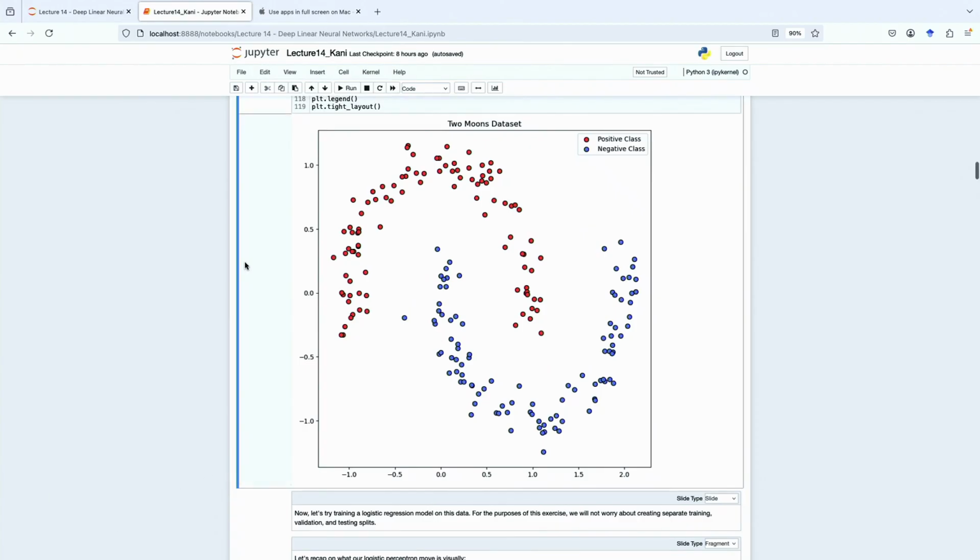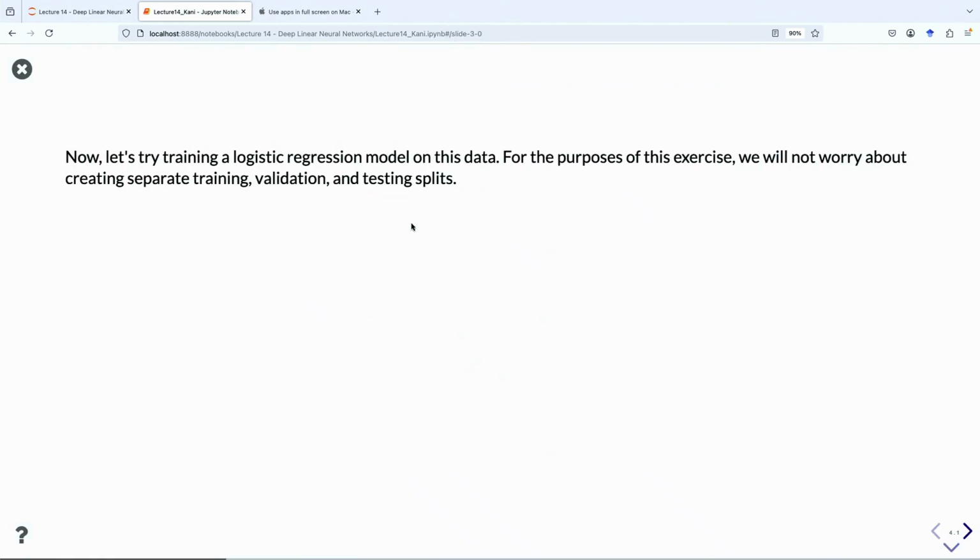So let's go back here. Let's try out a logistic regression model on this data. For the purposes of this exercise, we won't worry about creating separate training, validation, and testing splits. I know we discussed that last time with the data loaders, but in this case this is just a proof of concept. We're not trying to create a model that will be released publicly.